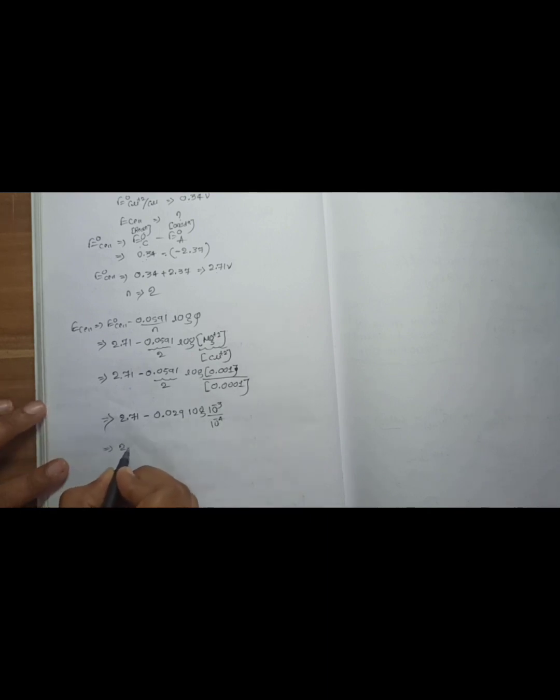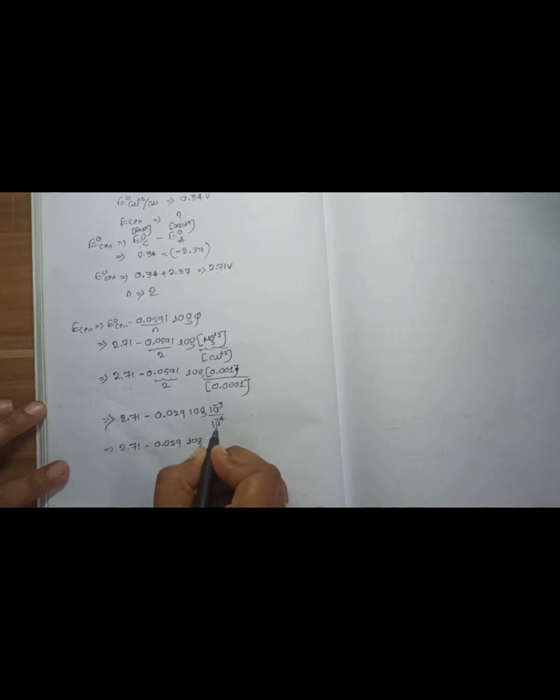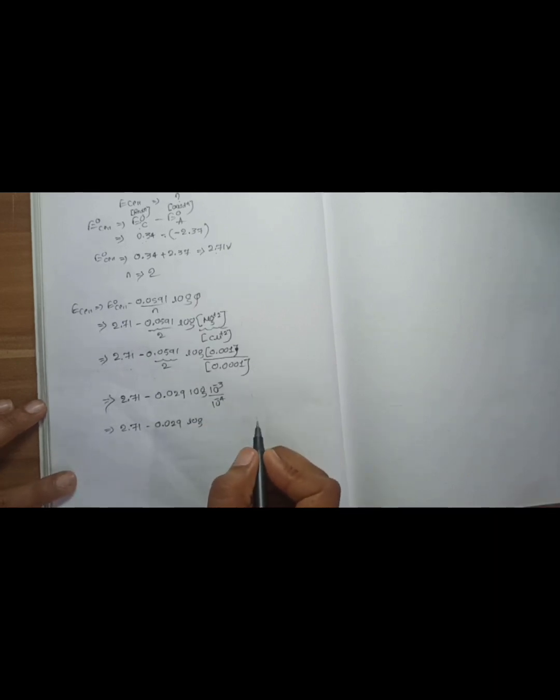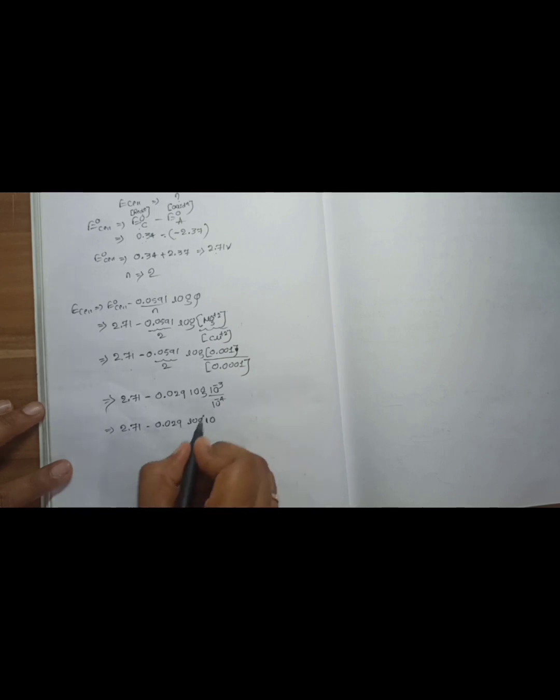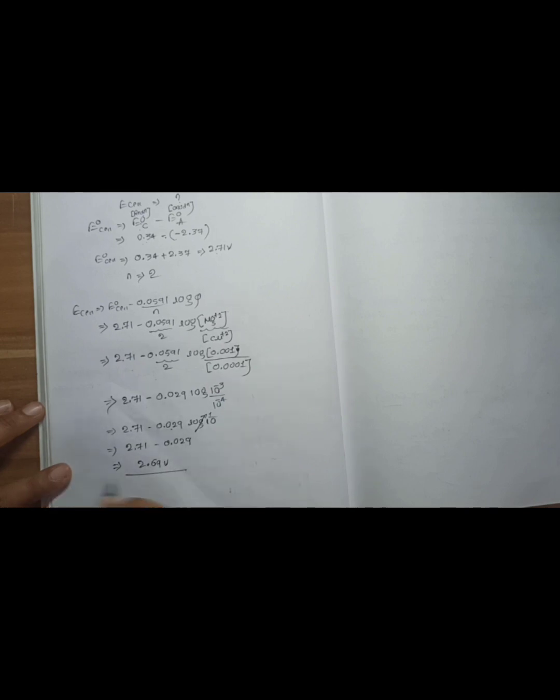Next, 2.71 minus 0.029 log, and 10 to the power of minus 3 divided by 10 to the power of minus 4 becomes 10 to the power of plus 1, which is 10, and log 10 is 1. 1 into 0.029 is 0.029 only, and subtracting from 2.71, after calculating we get 2.69 volt. This is the E cell value of this equation. Understood?